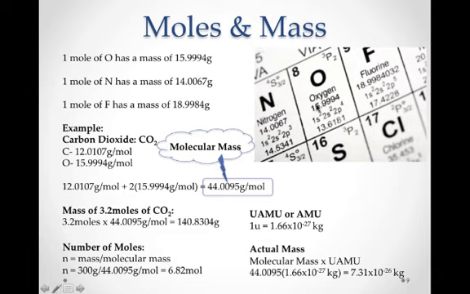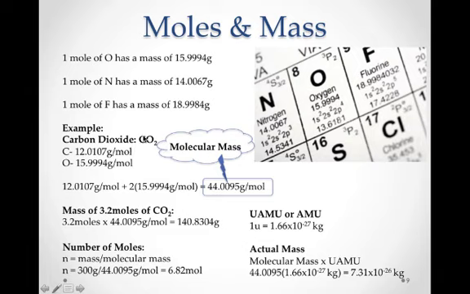It is through this atomic mass number that you see here. For nitrogen, that atomic mass number is 14.0067. So 1 mole of nitrogen, in other words 6.022 times 10 to the 23rd nitrogen atoms, has a mass of 14.0067 grams. And likewise, fluorine here, 6.022 times 10 to the 23rd fluorine atoms, 1 mole in other words, has a mass of 18.9984 grams.